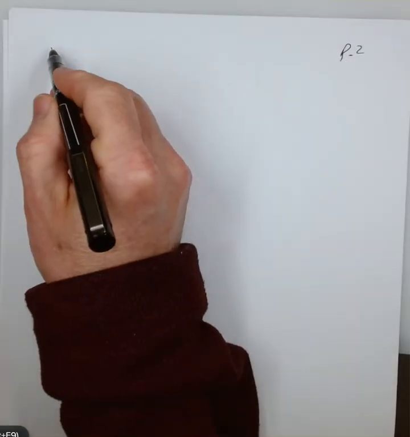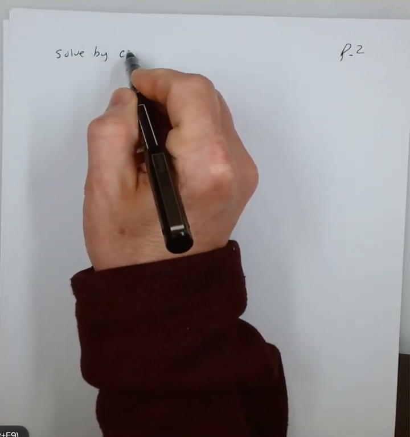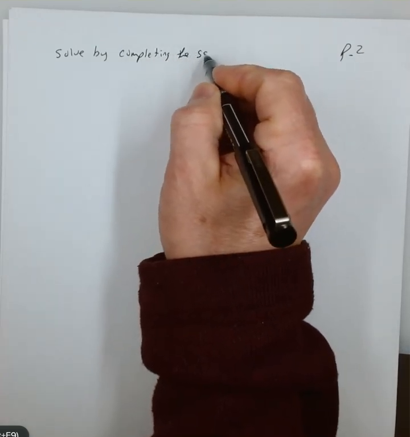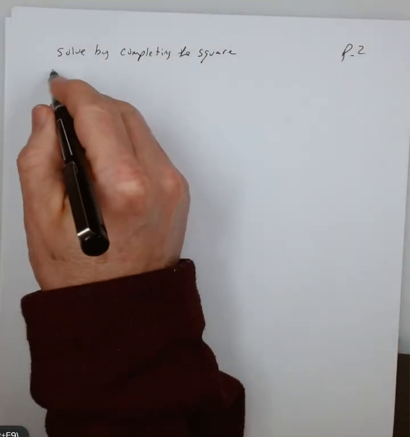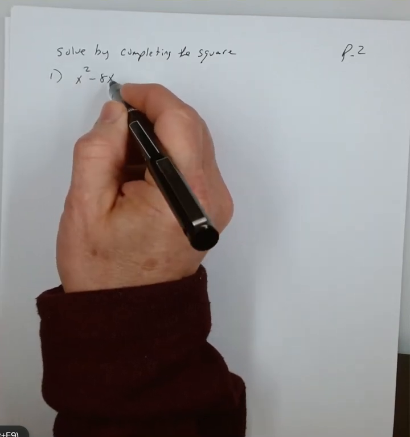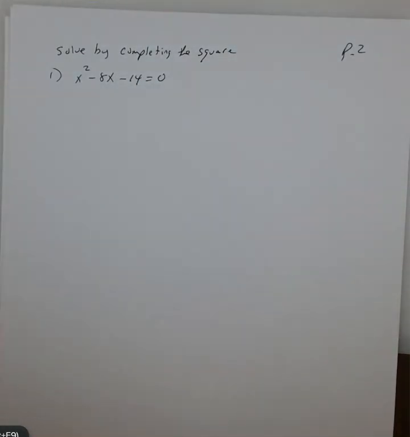So let's suppose you want to solve by completing the square this time. Always follow directions. All right, so solve by completing the square. Let's suppose we had this example. Number 1, we had x squared minus 8x minus 14 equals 0. So don't use the quadratic formula because that's not what that says. That says by completing the square.